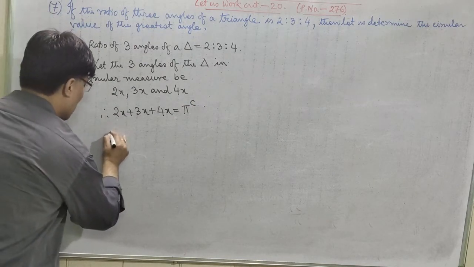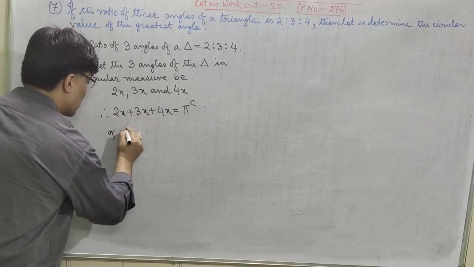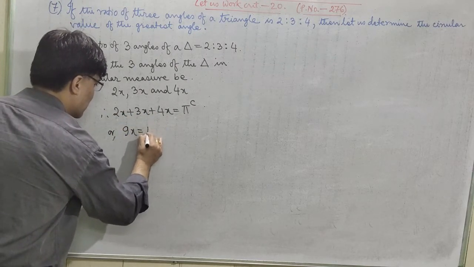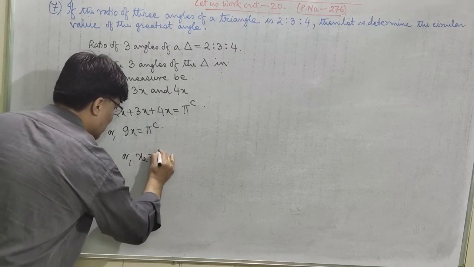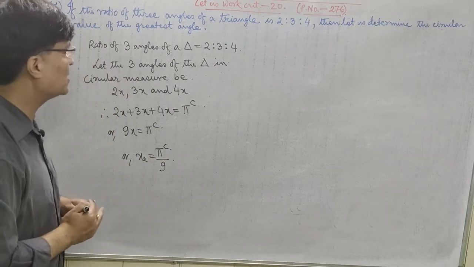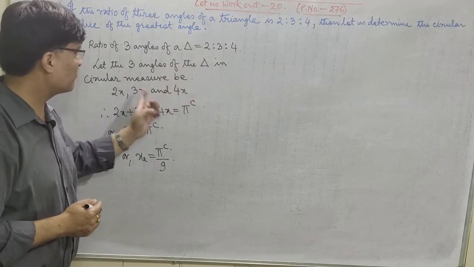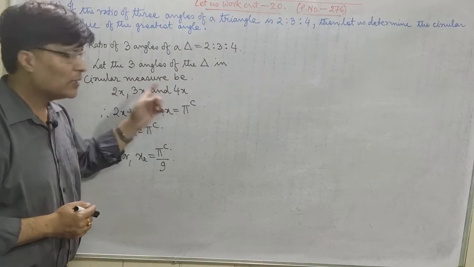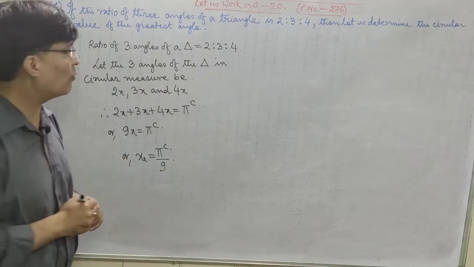Okay, so let us add them. 2x plus 3x plus 4x, 4 plus 3 is 7, plus 2 is 9. 9x is equal to pi radian, or what is the value for x here? It is pi radian divided by 9. So that is the value for x. So which is the greatest angle out here among 2x, 3x and 4x? The greatest angle is 4x. So you have to find out the value for 4x.